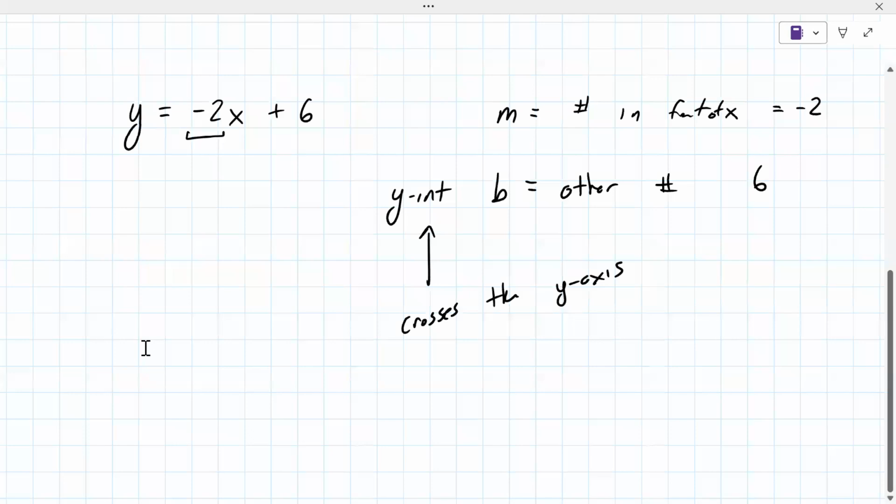Excellent. So the main thing here is the slope is the number in front of x. The y-intercept is the other number here. All right, so let's look at another example.